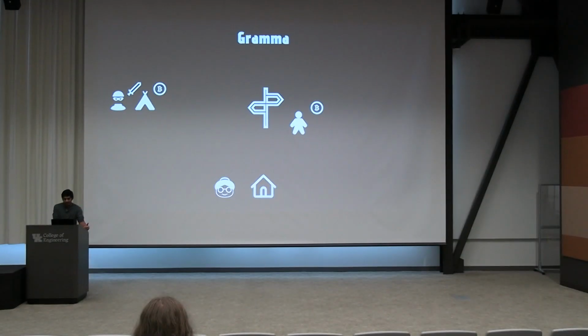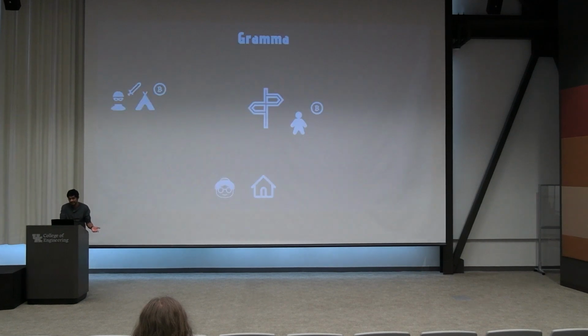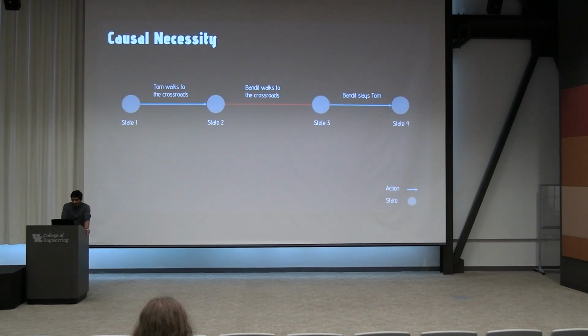The plan does not make any sense anymore because Tom is at the crossroads and the bandit is at his camp and he's trying to slay Tom, which does not make any sense. So we can understand that the bandit walks to the crossroads action is necessary to the plan. Hence, that action is a causally necessary action, necessary to that plan.